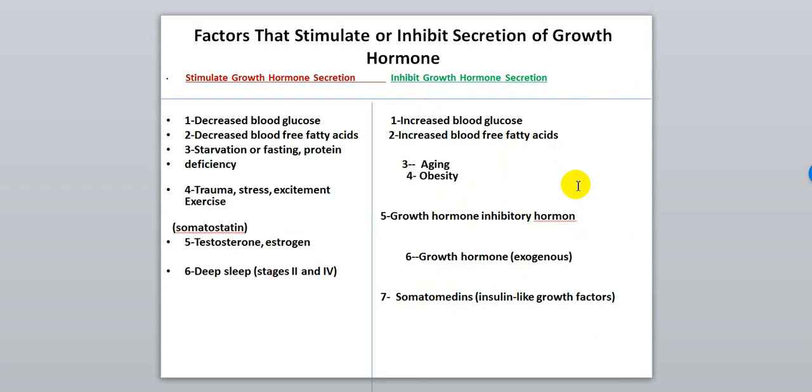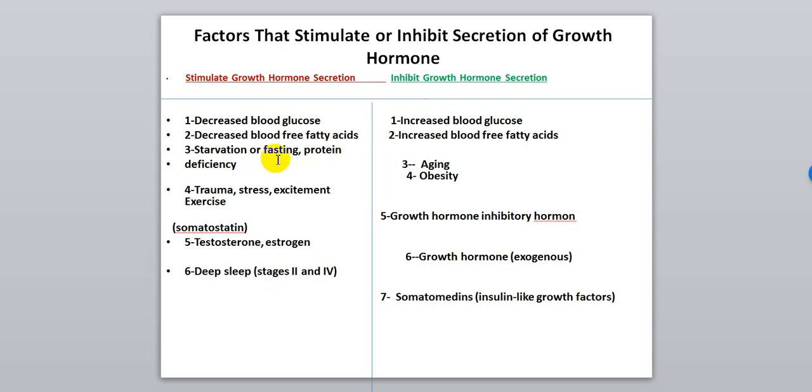What are the factors that cause stimulation or inhibition of growth hormone? Stimulation of growth hormone: decreased blood glucose, a need for more and more energy, stimulates growth hormone secretion from the pituitary gland. Decreased free fatty acids, also a need for energy, means increased secretion of growth hormone.